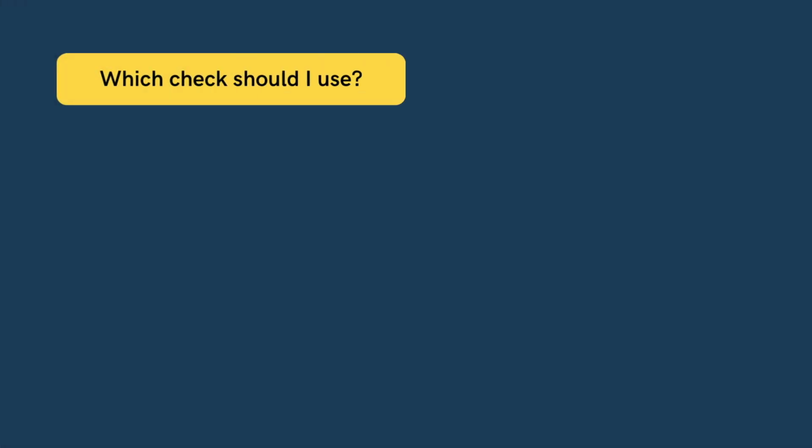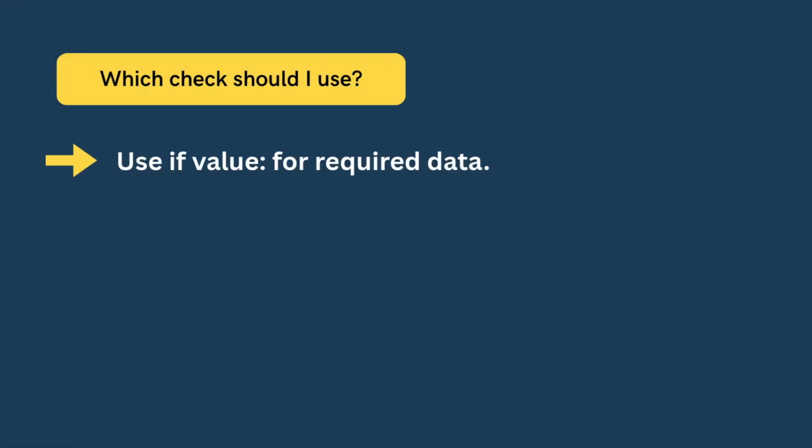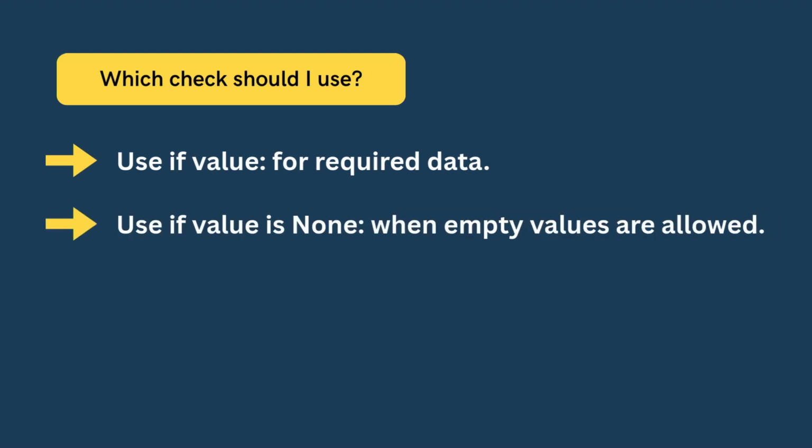Use the right check for the situation. Use if value when empty value should be treated as invalid. Use if value is None when 0 or empty string are valid inputs. Using the wrong check can lead to silent bugs.